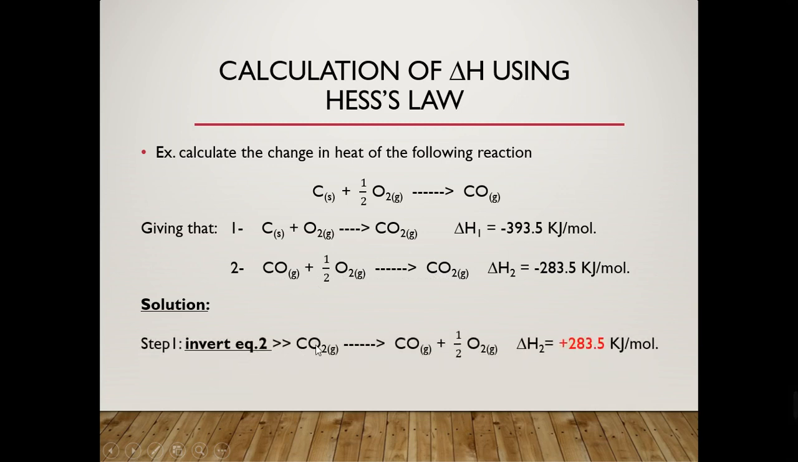Invert equation 2 to make carbon dioxide in the reactants and the carbon monoxide with half mole of oxygen in the product. By inverting this reaction, the delta H must have its sign inverted. It was a negative sign, we have to make it a positive sign due to this inversion. And we made this inversion to make carbon monoxide here in the product, like the main equation.